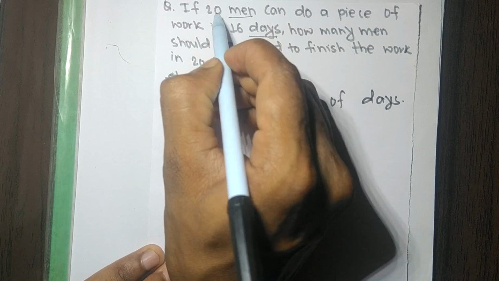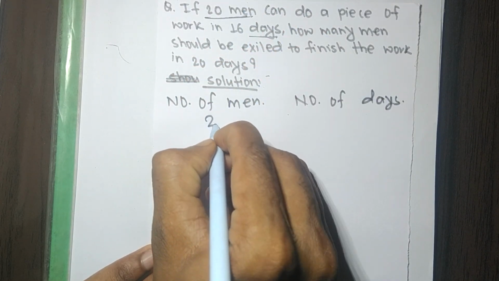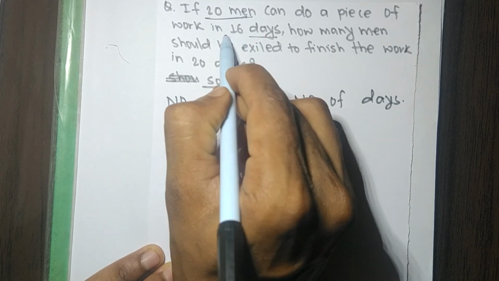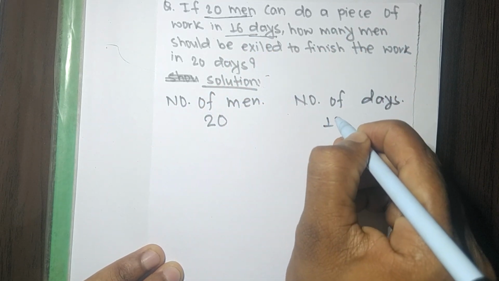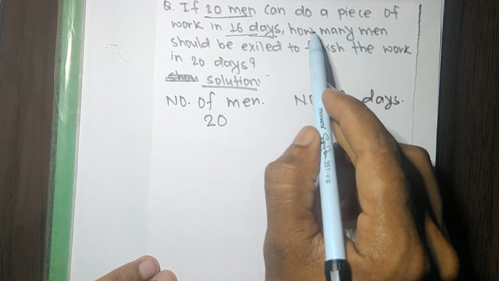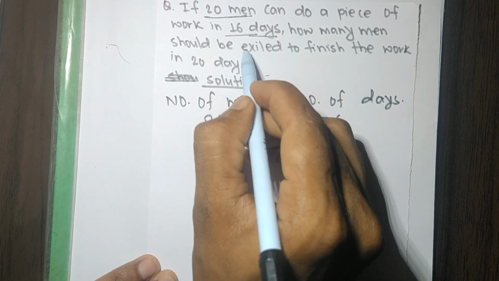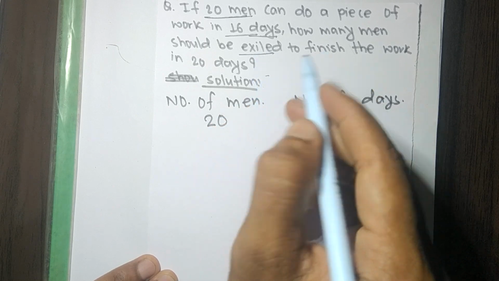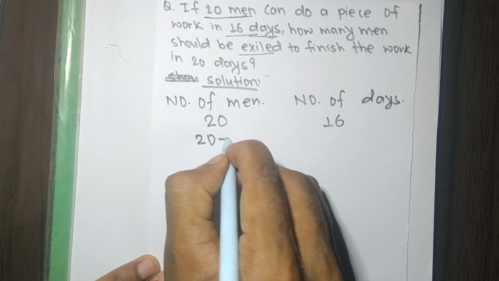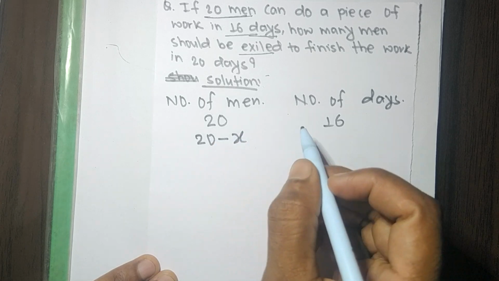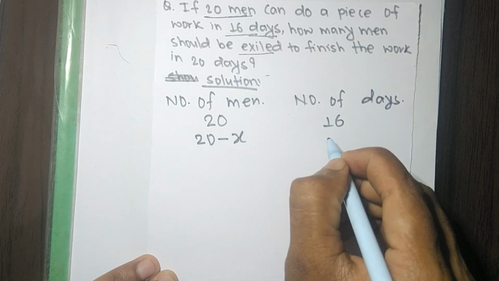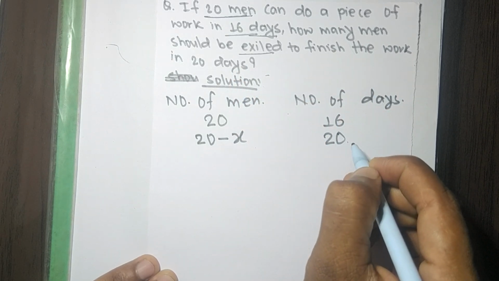So here we have 20 men. 20 men can do a piece of work in 16 days, so the number of days is 16. In the second condition, how many men should be exiled, meaning removed? So we have 20 minus the number of exiled men, suppose x, to finish the work in 20 days. So the work will be finished in 20 days.